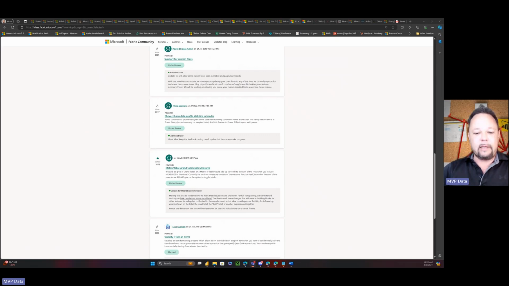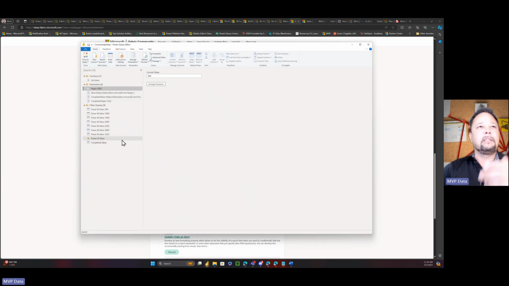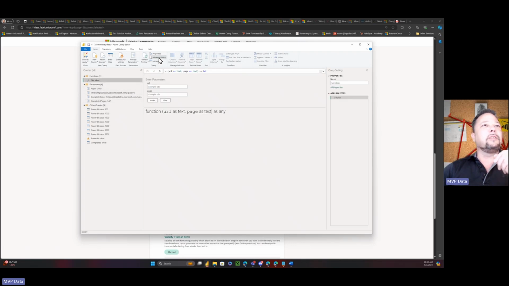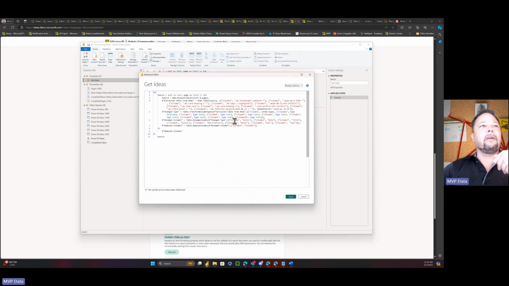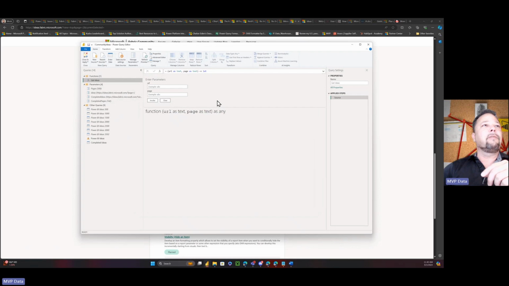So what I did is I went through, kind of similar to what I did with issues and the quick measure gallery and things like that. I pulled the information, I scraped the information off of the ideas site. And you can see here I've cleaned up my model. I have my get ideas function, right? Which is right there. If you look in past videos, I'll show how I created that function. Got my parameters. Now I made some mistakes, I think.